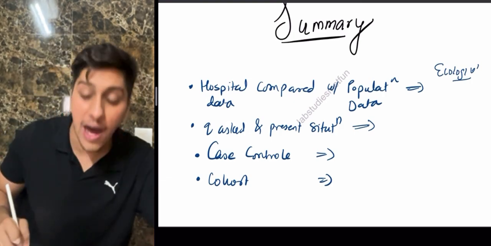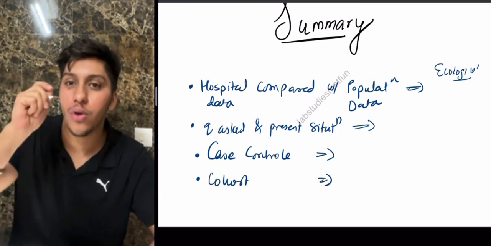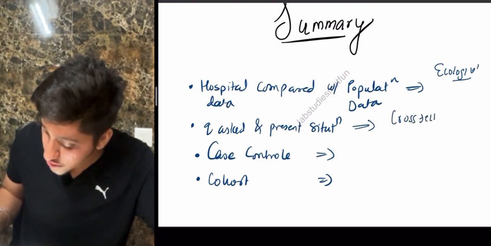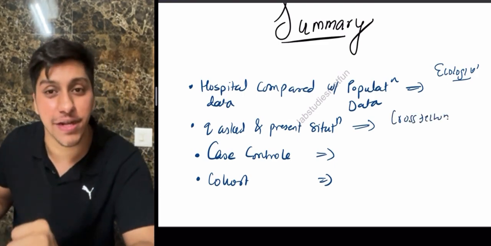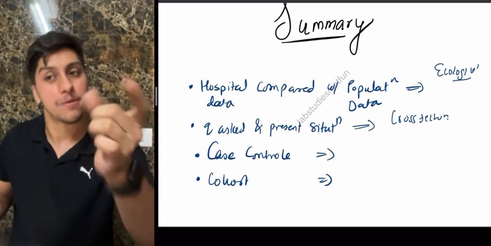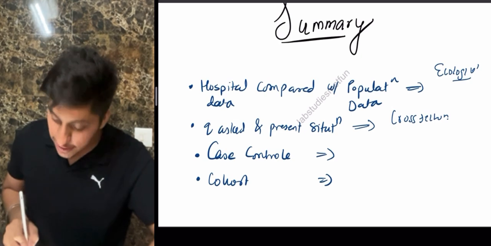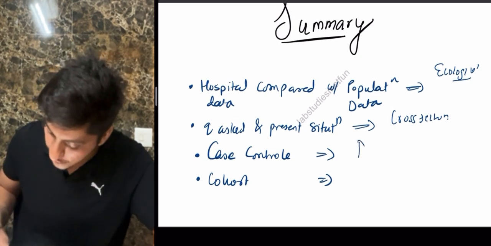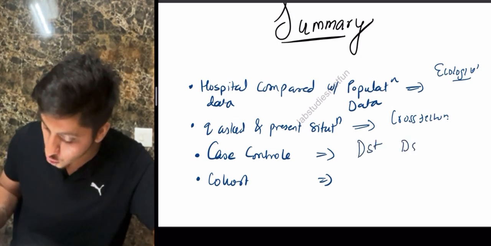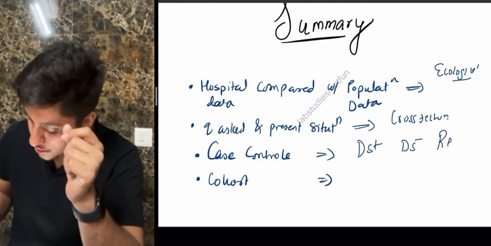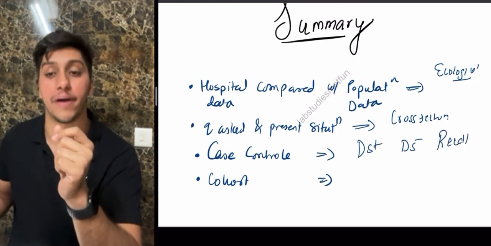Next, whenever you ask a question in a study about the present situation, that is going to be known as cross-sectional study. Cross-sectional study is also known as prevalence study, and it is also known as, please comment that also below because it is a very important PYQ. In case control, you start with the disease present, who has the disease and who does not have the disease. What is the bias? It is going to be recall bias.